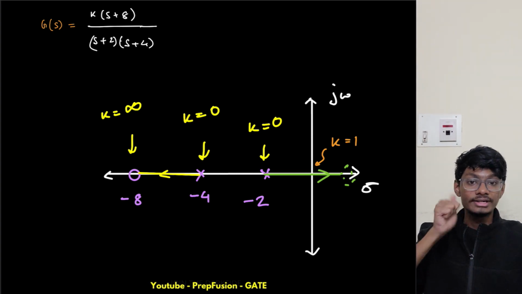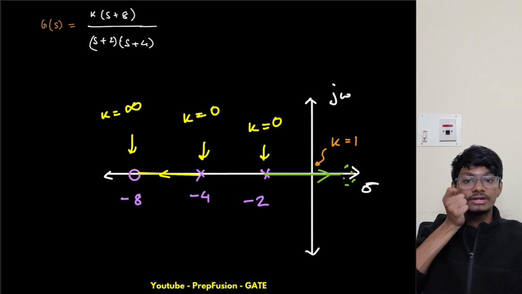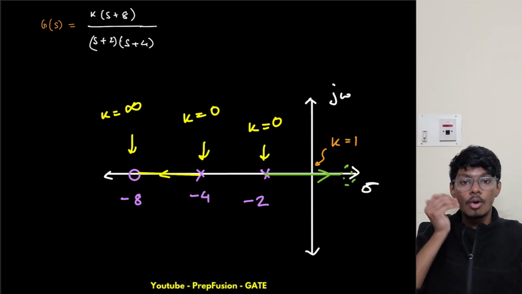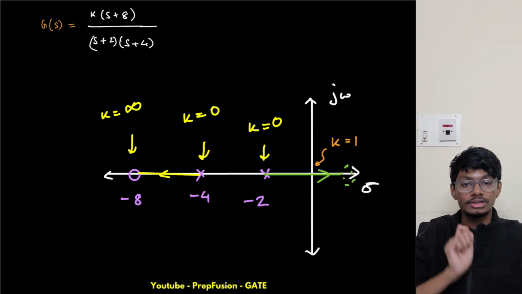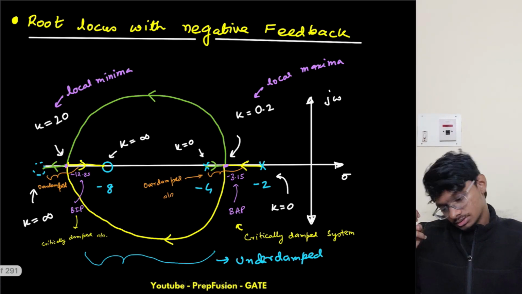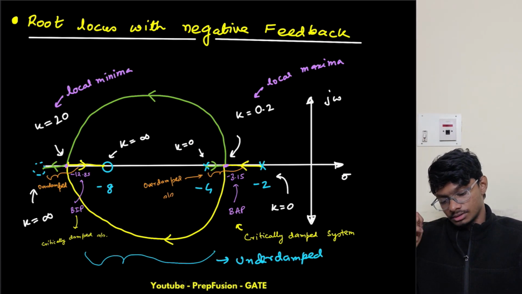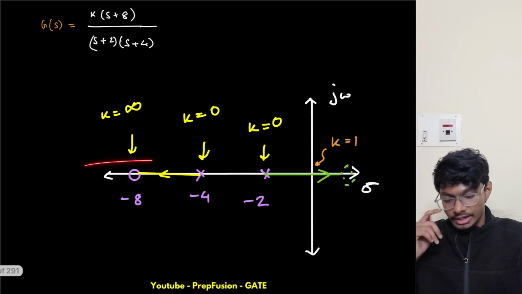Why is it a complement? Because here the condition changed. I need to have an even number of poles and zeros instead of an odd number of poles and zeros. That's why it became complementary. So I hope we got the difference between the root locus with negative feedback and positive feedback.